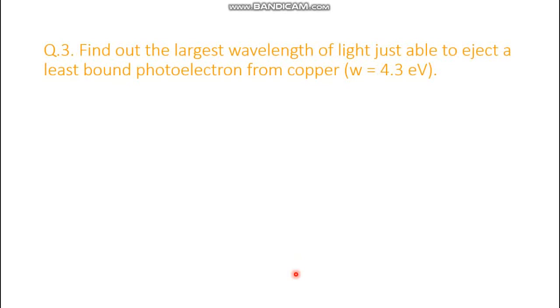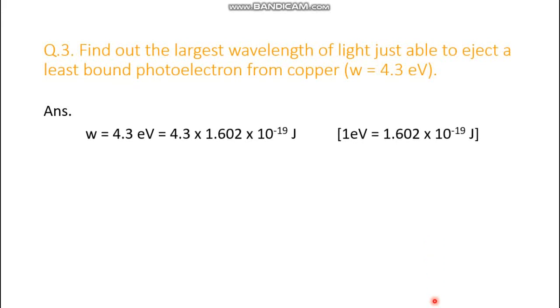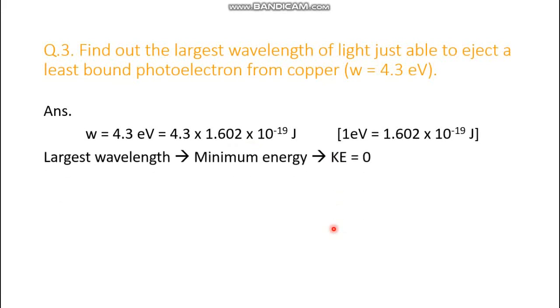Now let's move on to questions. Find out the largest wavelength of light just able to eject a least bound photoelectron from copper, which has work function 4.3 electron volt. The answer: W equals 4.3 electron volt. If you want to convert this electron volt into joule, you have to multiply by 1.602 into 10 to the minus 19, because 1 electron volt equals 1.602 into 10 to the minus 19 joule.